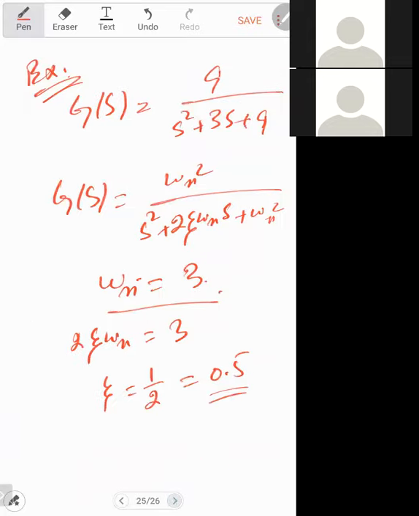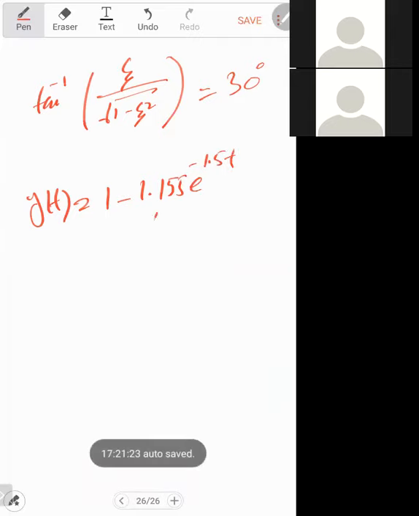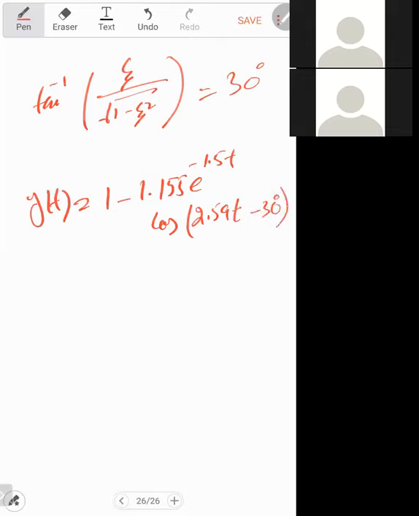So finally, what you will get? You will get y of t will be equal to 1 minus 1.155 e raised to power minus 1.5 t, and then we have cos of what? 2.59 t minus 30 degrees. So you can get this one.